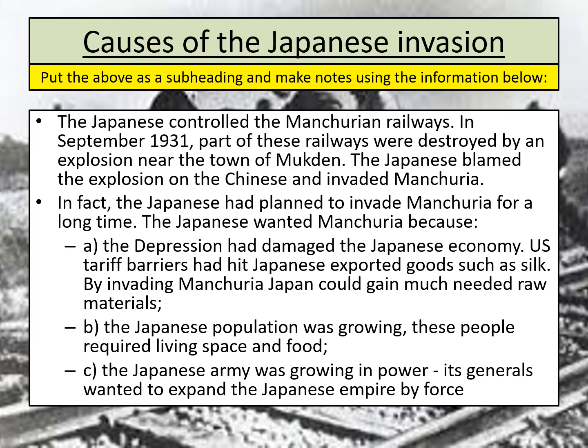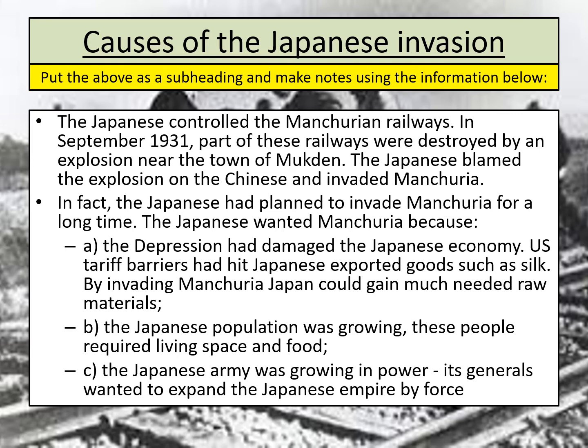We can see here on the second bullet point that in fact the Japanese had planned to invade Manchuria for a long time. They wanted to do it for lots of reasons that we can see outlined here. First of all, the Great Depression. We already know that had a massive impact on Japan. It almost completely crumbled their whole economy because they were so dependent on exporting their goods, such as silk. That's what their economy was built on. Now that they can't sell those goods, they need to make money somewhere, and they decide that invading Manchuria could give them lots of much needed raw materials.